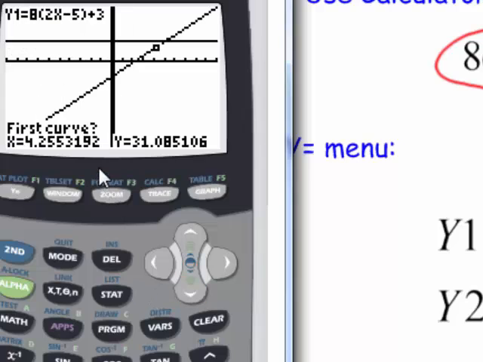And it says first curve. Well, basically you just select each graph and then you take a guess. So the quick way to do this is just to hit enter 3 times. Otherwise, first curve, well, I'm on my first equation, so I'm going to hit enter.